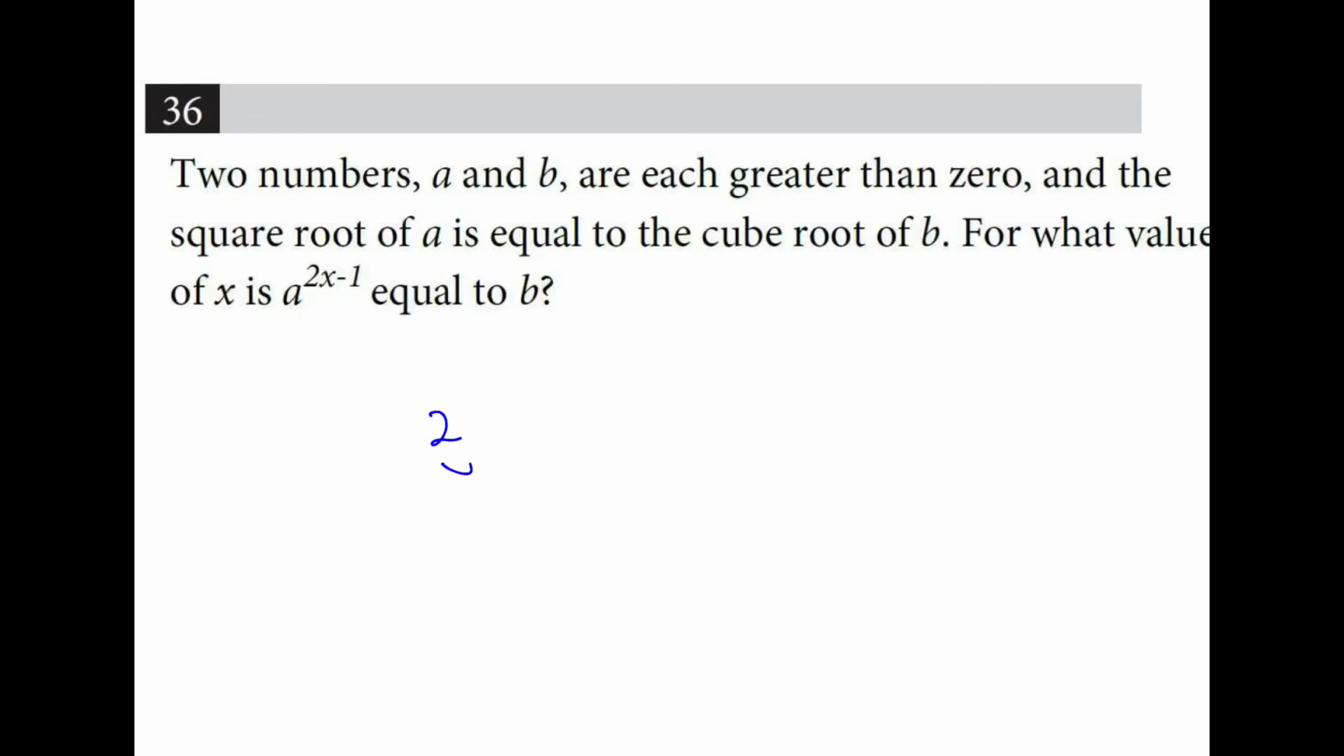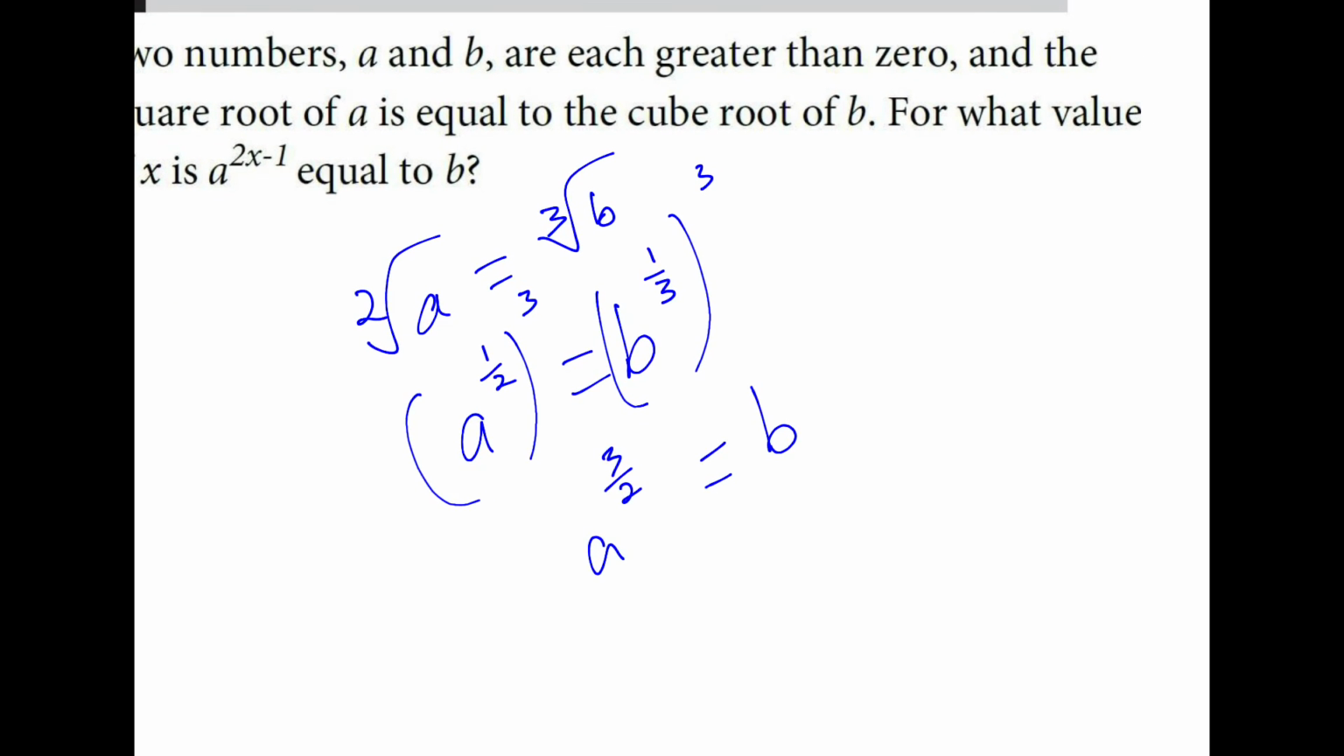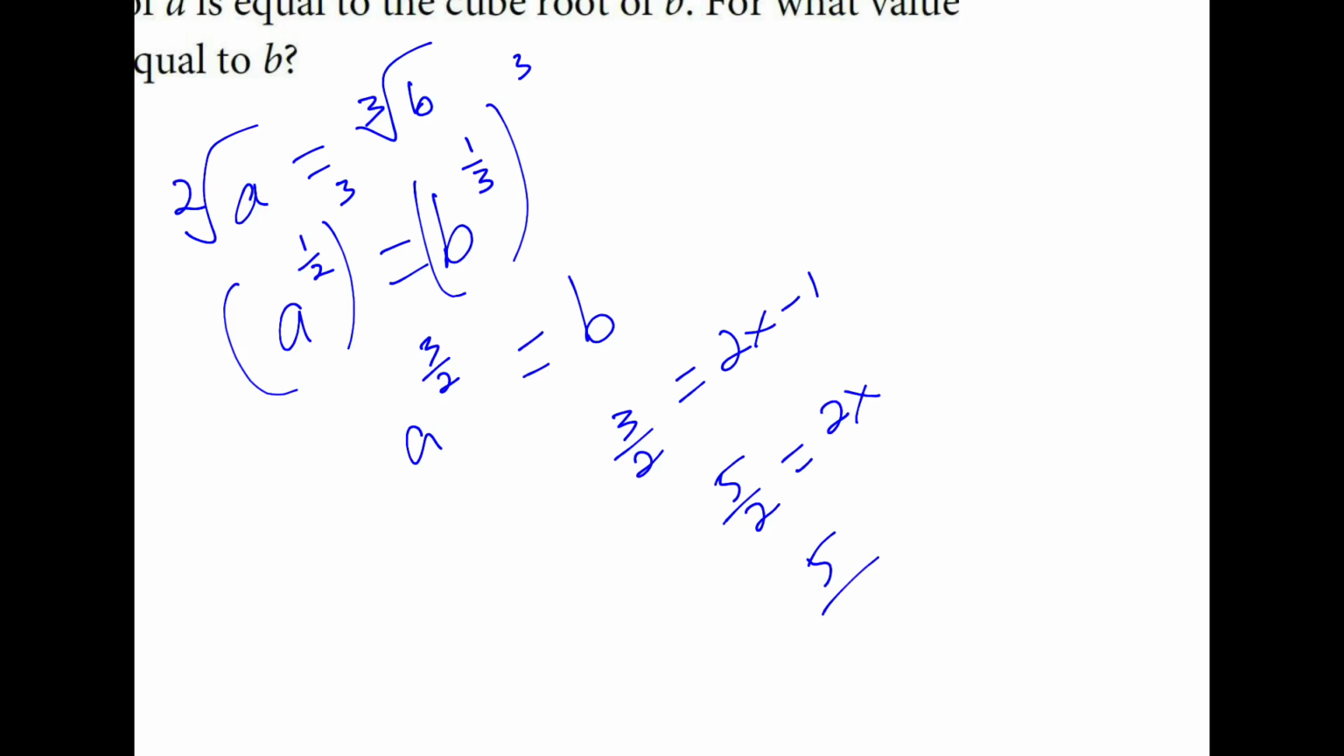The square root of a is equal to the cube root of b. So I can also write it like this, and if I cube both sides, I get that b is equal to a to the power of 3 halves. So 3 halves is going to be 2x minus 1. So 5 halves is going to be equal to 2x, and if I divide both sides by 2, I get 5 over 4. Or 1.25.